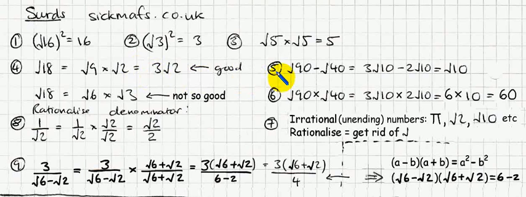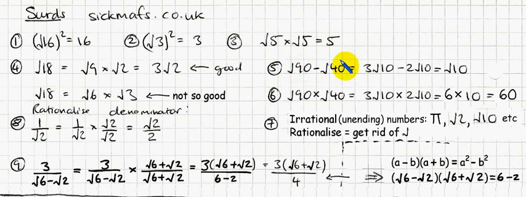Now, let's use that technique. Number 5 says, square root of 90, take away square root of 40. Well, square root of 90 can be broken down into square root of 9 times square root of 10. And again, square root of 9 is equal to 3. So that becomes 3 square root of 10, or 3 times square root of 10, or, even said shorter, 3 root 10, because root 10 means square root of 10.